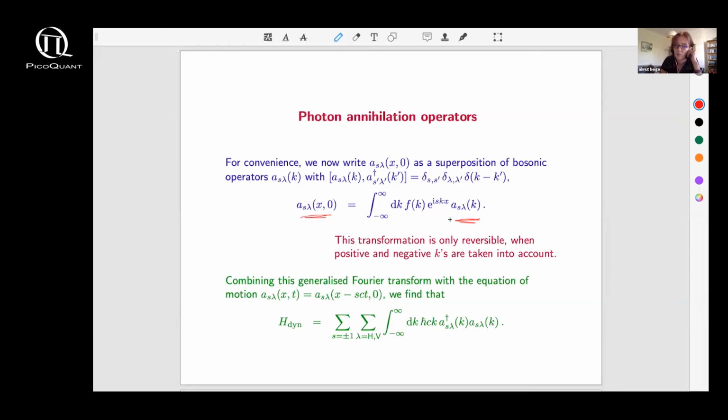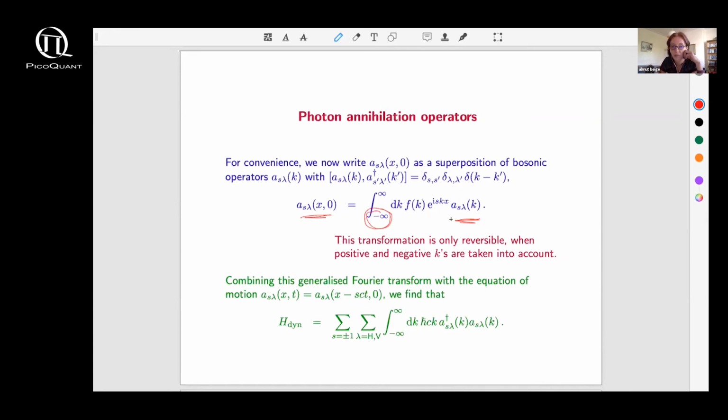If you want this transformation to be unique so that you can invert it, so that you can also write your a_{s,λ}(x) as superpositions of a_{s,λ}(k), you need to do what we do whenever we write down Fourier transforms. You need to start your integration to go from -infinity to infinity. Yeah. So in this notation, the direction of motion is always given by s, and s times k is the actual wave number, but k can now be positive and negative. So positive and negative frequencies have to be taken into account.